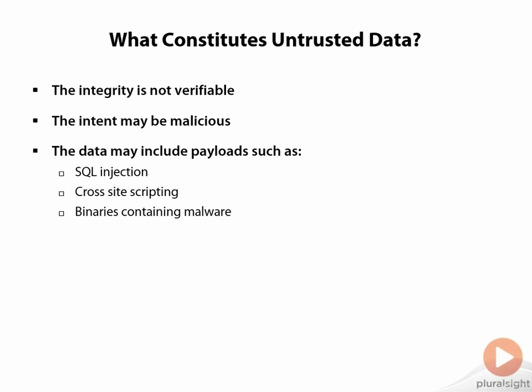A user could send a request to the server that has malicious payloads such as SQL injection. I mentioned cross-site scripting. This is a perfect example of untrusted data being used to exploit the system. Another one that might be a little bit more obvious is things like a binary. If you allow someone to upload a file to a server, you'd have to assume that it could contain malware. That would be the only responsible assumption to make. Of course, most of the time it won't, but you have to cater for those scenarios.